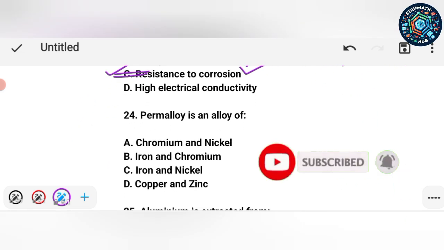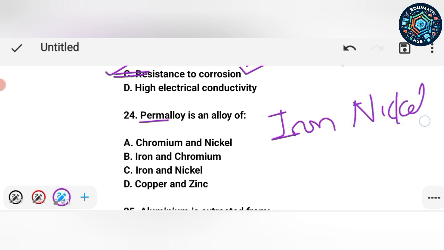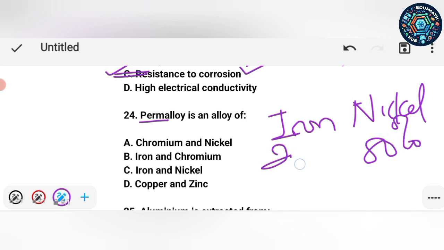Permalloy is an alloy of dash. So let's look at this perm here. What should come to your mind is anything that has to do with magnets. And when you talk about magnets, you're talking about iron, right? So permalloy is basically an alloy of iron and nickel. It is made up of 80% nickel and 20% iron. Permalloy is basically used in the design of transformers and in other electromagnetic applications like magnetic shielding. So permalloy is an alloy of iron and nickel. So that's option C right there.